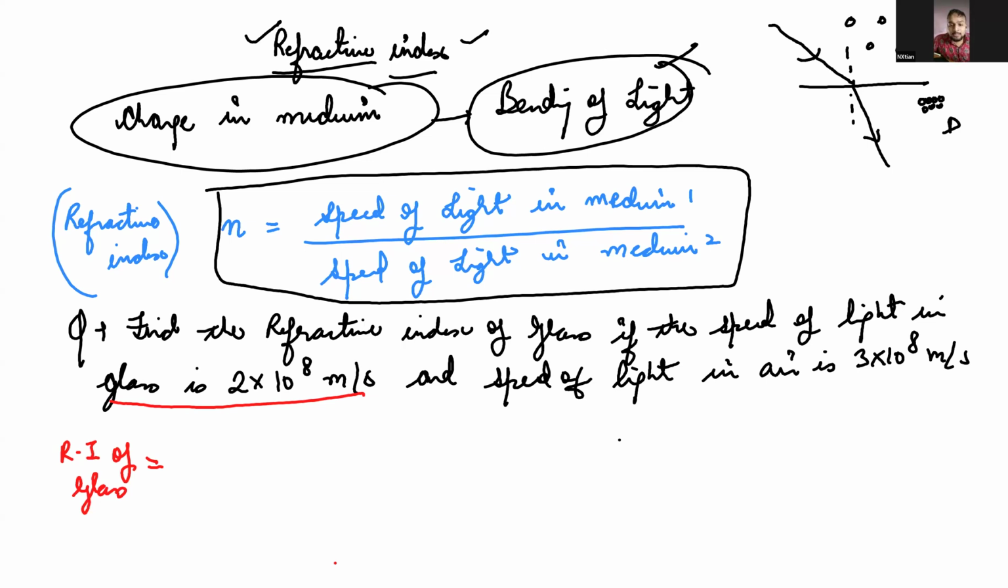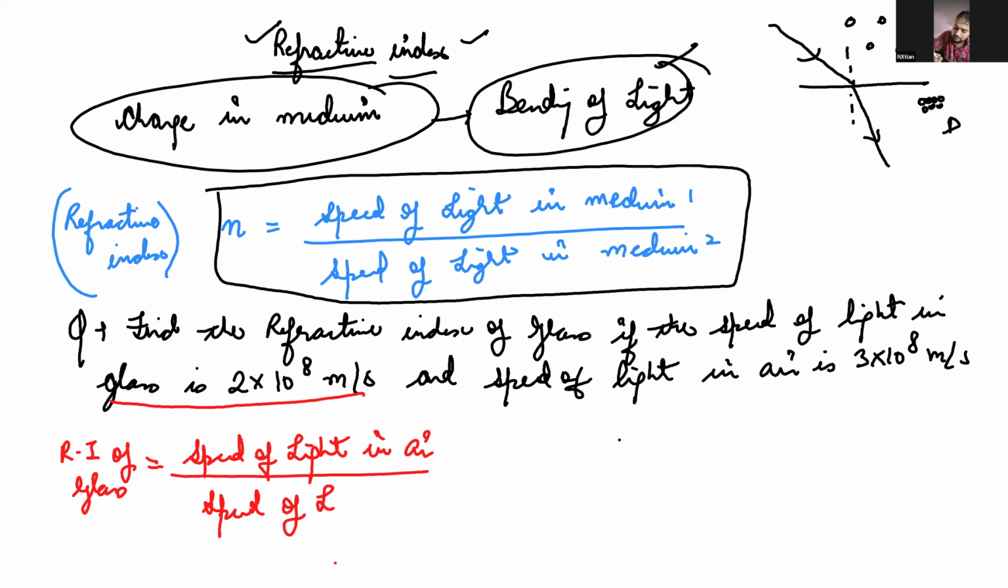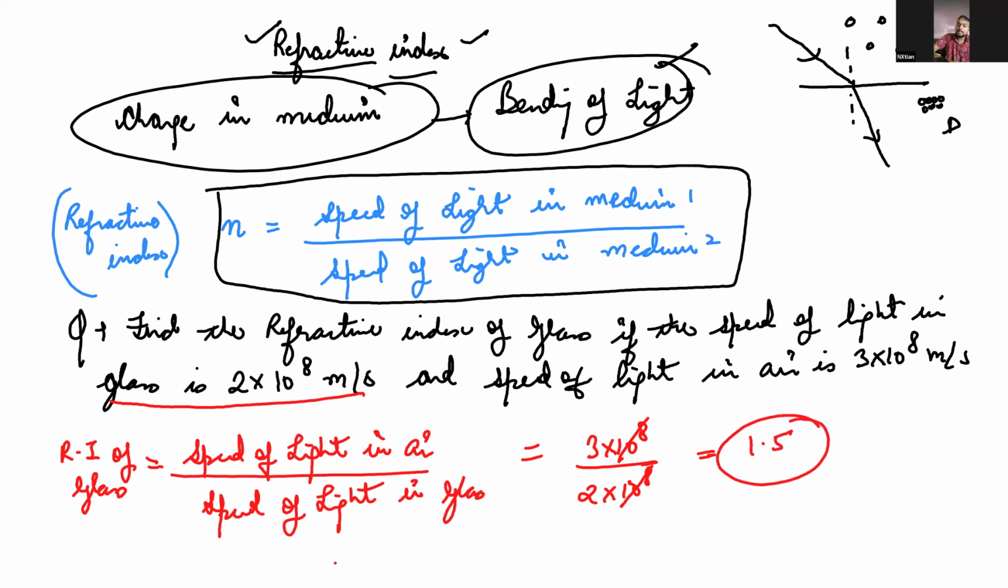If they ask you about diamond, then you have to put the speed of light in diamond in the denominator. Understood? So it will become the speed of light in air upon the speed of light in glass, which is 3 into 10 to the power 8 upon 2 into 10 to the power 8. The 10 to the power 8 will cancel, so 3 by 2 is 1.5. So the refractive index of glass is 1.5.